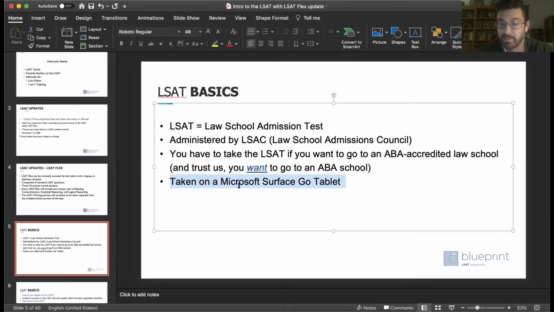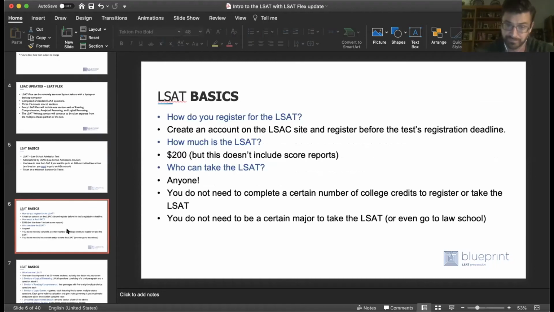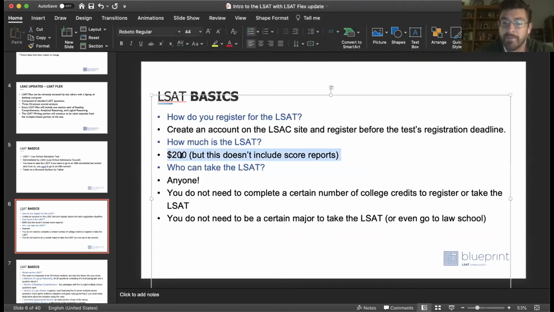Previously, they'd moved to taking them on Microsoft Surface tablets. Now, of course, as we discussed, they're being taken at home. LSAT basics, I think most of you probably are not registered for an LSAT exam yet, which is perfectly fine. How do you register? You go to the LSAC. You're going to need to make an account. It's a relatively expensive exam. It's $200, and they're also making new changes about abilities to cancel with payment and things like that.